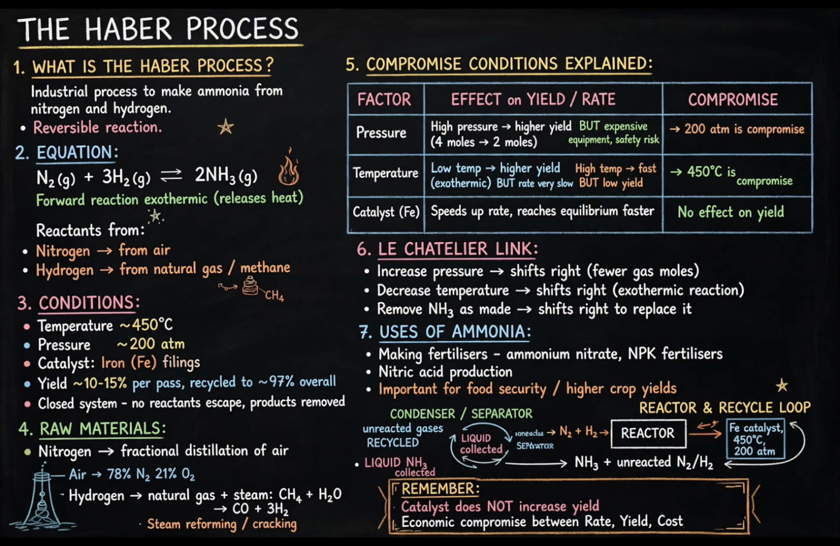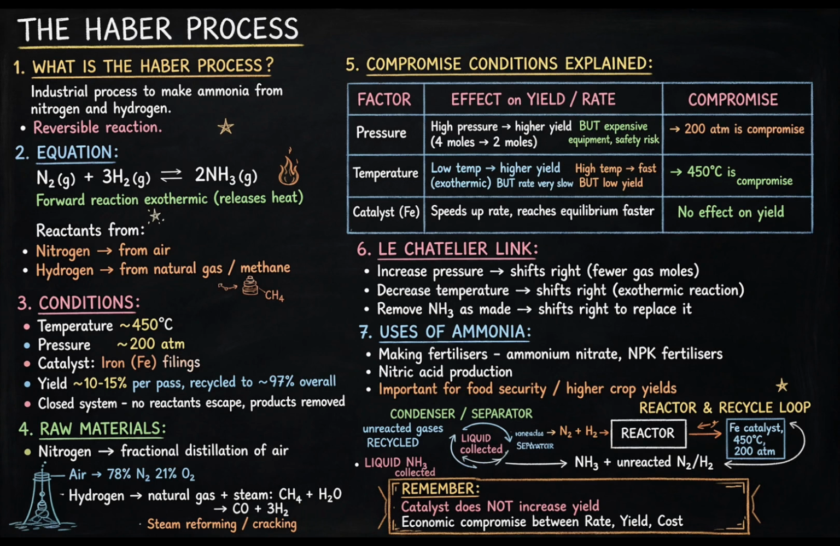What is the Haber process? Industrial process to make ammonia from nitrogen and hydrogen. It's a reversible reaction. Equation: N2 gas plus 3H2 gas reversible 2NH3 gas. Forward reaction is exothermic, releases heat.